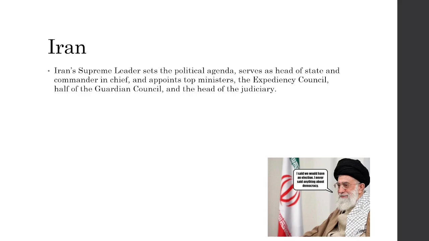Now, what are all these councils? What in the world are we talking about? Well, we'll get into this. But these are the roles that you just kind of have to write down in bullet points in the guided notes or whatever notes you're taking. And we'll go over what they mean.